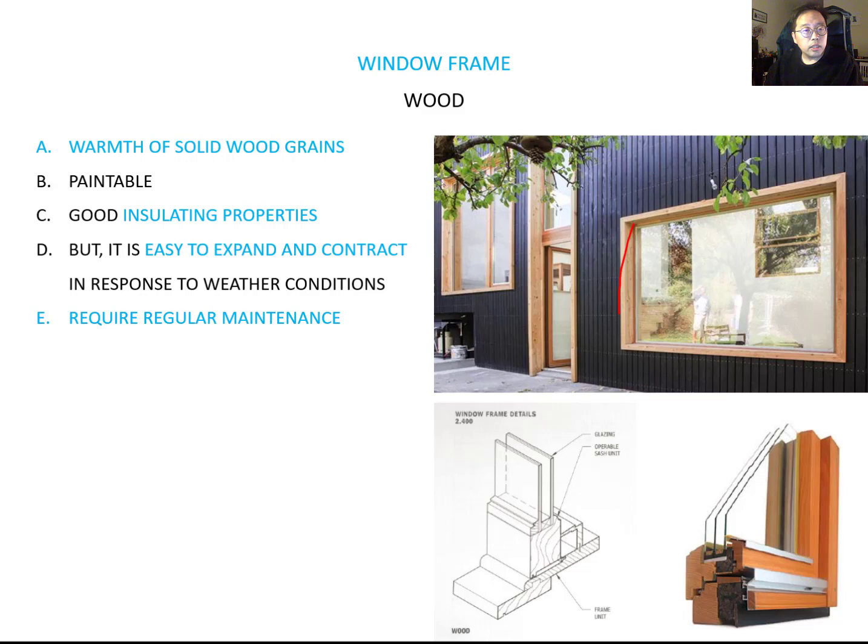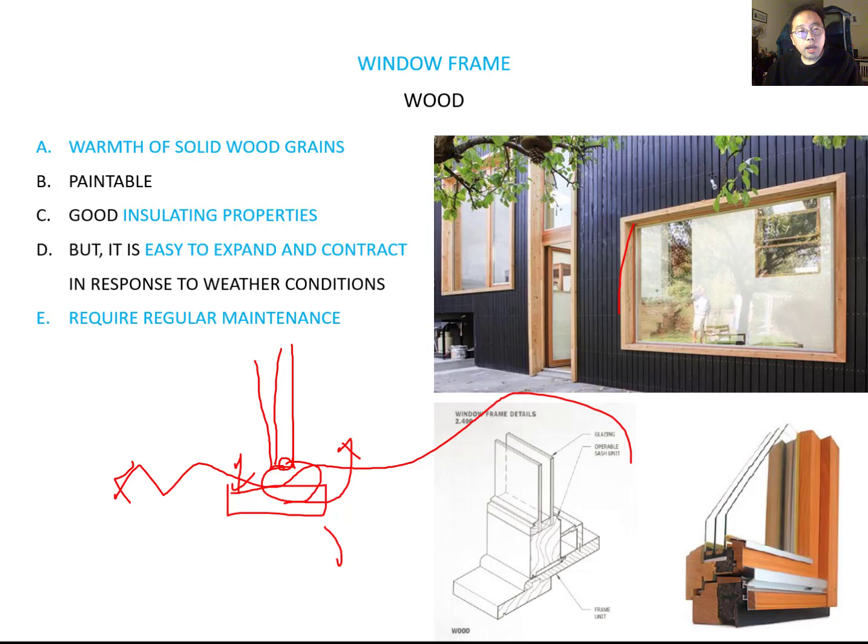What is happening here? This one is the wood frame, and this one is the glazing. But the wood expands and shrinks, so the gap between the wood and the glass gets bigger. When the gap gets bigger, air can easily flow through this small gap. That's why you have to consider this gap very well. If you fail, you lose a lot of heat energy. For this reason, you have to add sealant and backer rod every single year if you have a problem. That's why it requires a lot of maintenance.